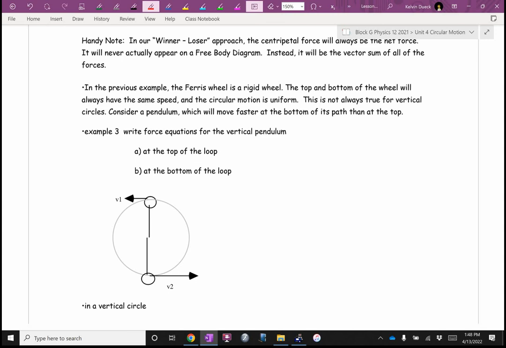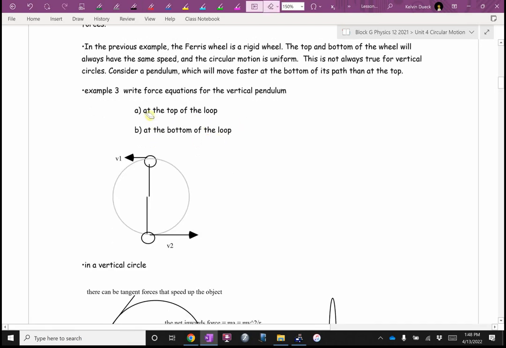So we can analyze this, but we can only analyze this one when it's right here at the top and when it's right here at the bottom. This is the only time that we can deal with non-uniform circular motion where the acceleration is actually changing. If it's a rigid circle, Ferris wheel, not roller coaster, then the speed will be the same everywhere. So example 3 says, write force equations for the vertical pendulum at the top and at the bottom.